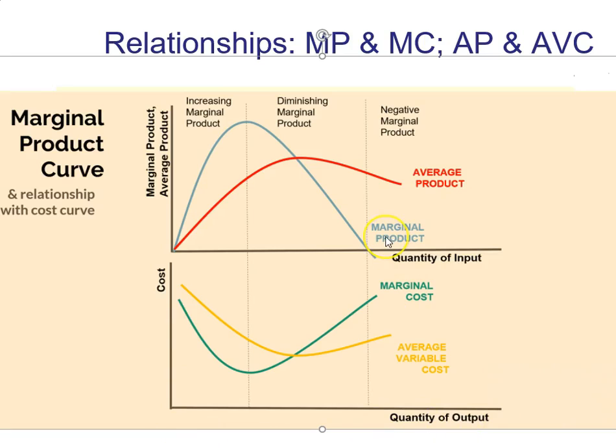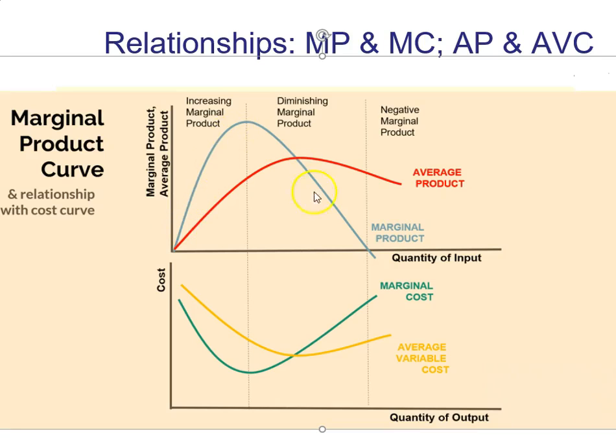Let's first look at the marginal productivity graph here in blue. Marginal productivity initially is increasing, becoming more productive. After this point of input, where marginal productivity is maximized, then we have diminishing marginal productivity, which even turns negative if you add even further amounts of input.